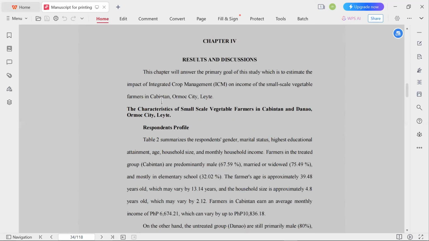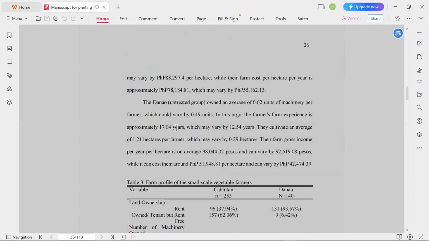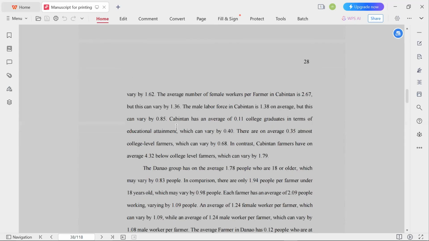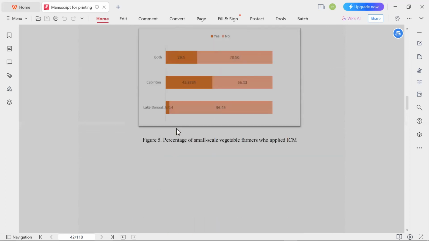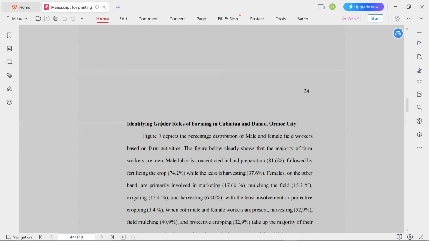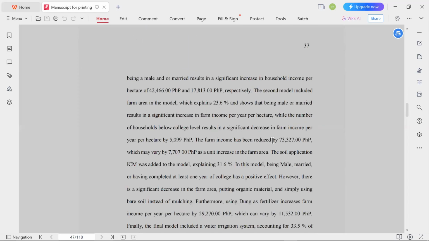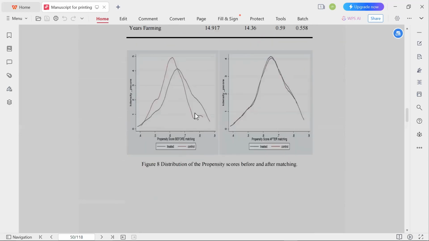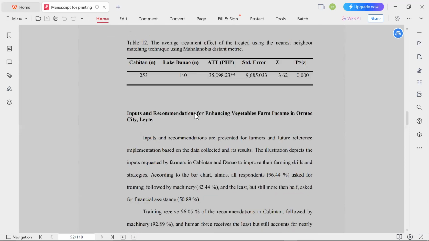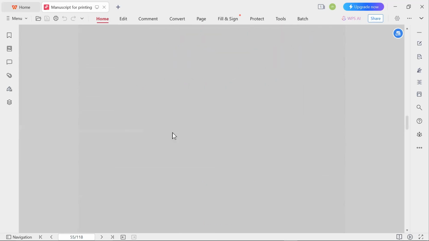So for the results and discussion, this is based on my objectives. This is the first objective, and I have here the second objective, which you need to put in bold, but you do not write "second objective", just make it the title. And here we have the third one, impact on integrated, and then we have the recommendation. So those are the recommendations.